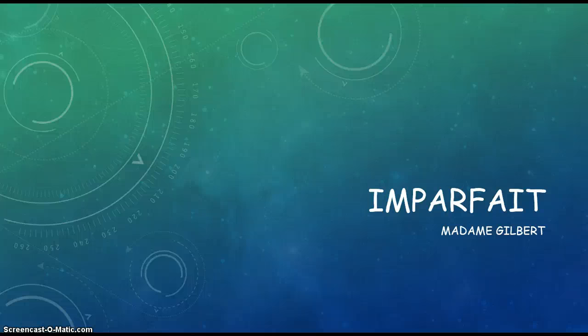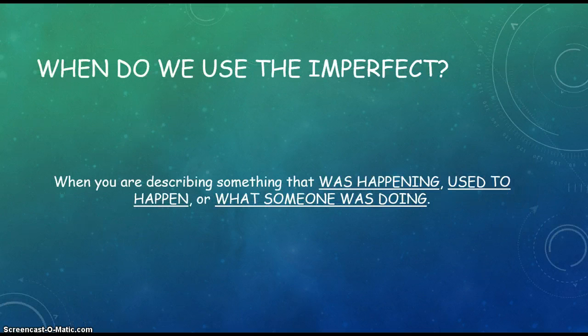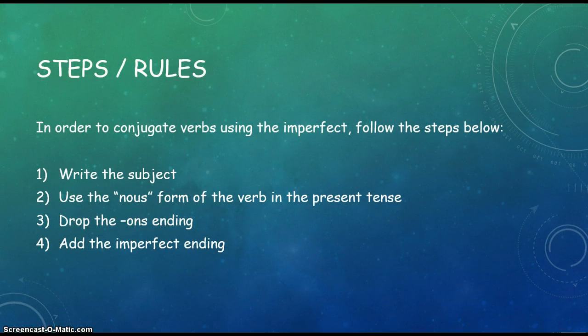We're going to talk about the imperfect, or in French, the imparfait. When do you use the imperfect? Well, we're going to use it when we're describing something that was happening, used to happen, or what someone was doing. This is quite different from the passé composé that describes what someone did.